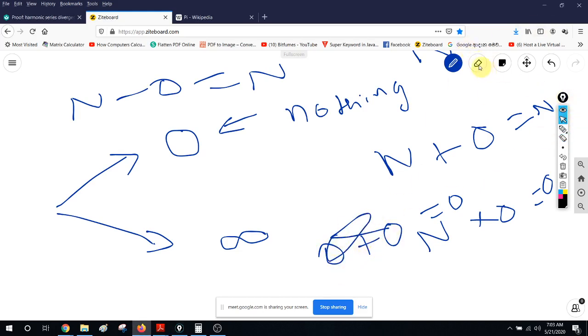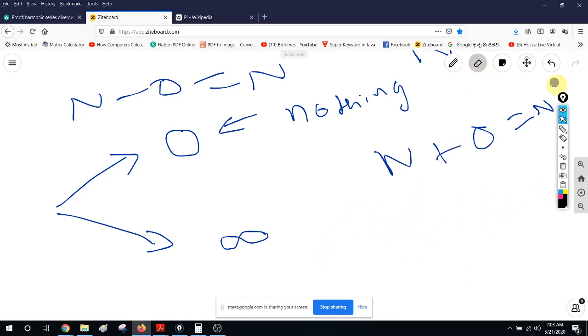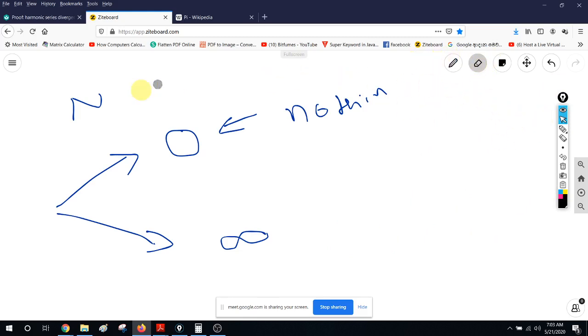Then you have to understand what is meant by infinity, right? What is meant by infinity? I'm not going to cover these things again when we are doing calculus, right? So can someone tell me what is meant by infinity?